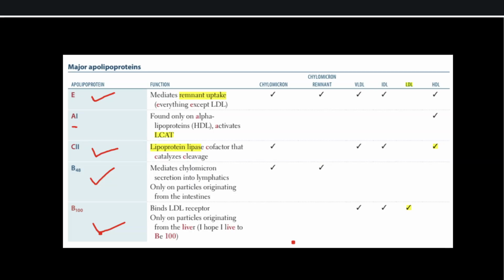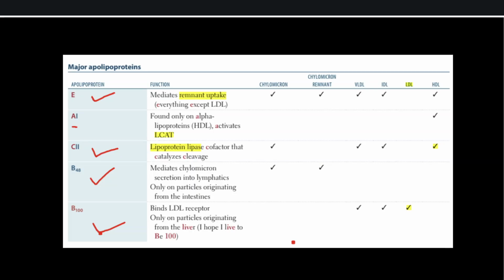The last one is ApoE, which mediates remnant uptake. So if anything is going back to the liver, the liver will reuptake it if it has ApoE on it. That's how simple it is. So that's origin versus function versus target, or the end of that structure.